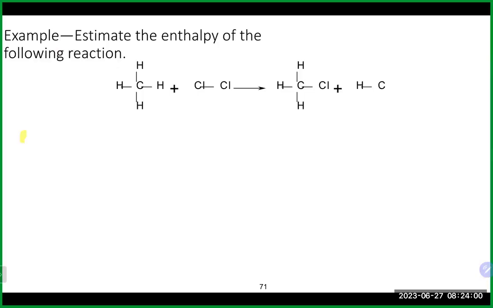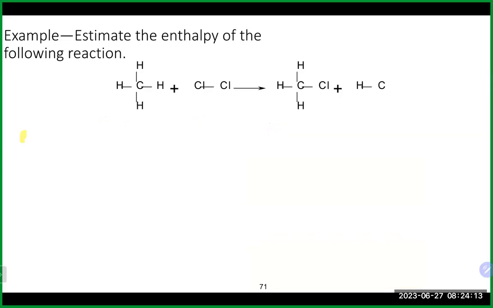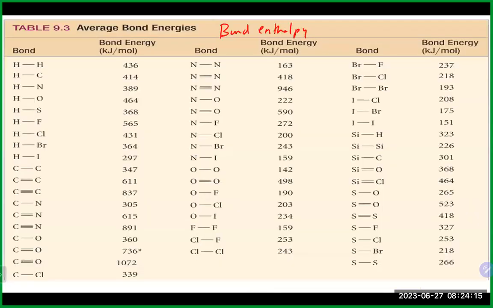So if we were to look at one, for example, this one here. We have CH4 and Cl2, we'll just do it here. So we have CH4 plus Cl2 going to make our product here.